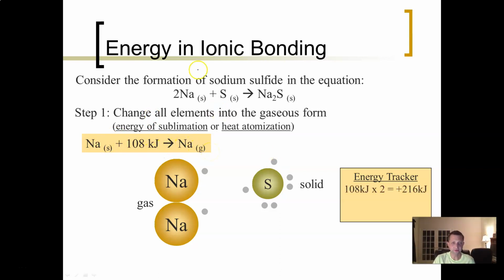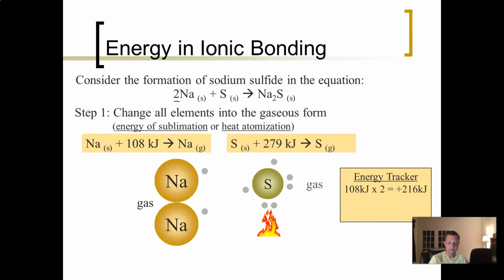There's 2 sodiums, though. That's why this is so important to balance your equation. Okay? You have 2 sodiums there. So you need to double that 108. So far we've put 216 kilojoules of energy into this process here. Okay? Now you need to do the same thing for sulfur. Change all elements into their gas form. Okay? So here we go for that. Heating it up, look it up, takes 279 kilojoules, endothermic. So it goes from solid to gas. Look at your energy tracker over here. 279 kilojoules times 1 gives you 279 kilojoules. So far we've put in 216 and 279 to turn everything into the gas state.